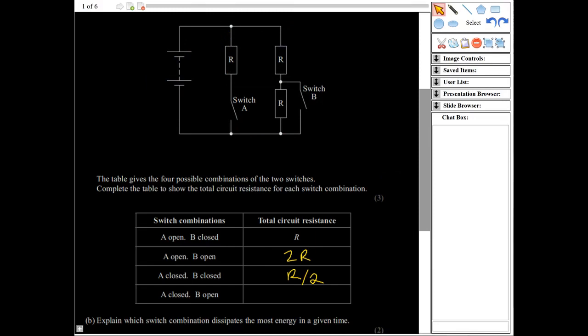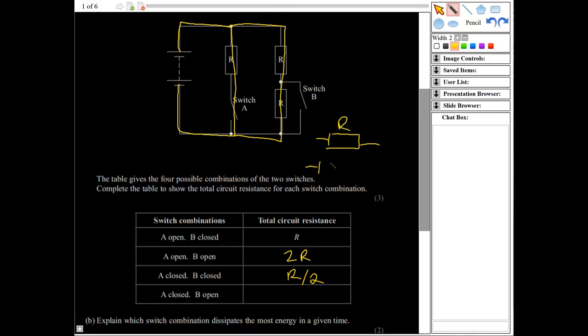Okay, and then it says A closed and B open. So if A is closed, we'd have that possibility here. And then if B is open, we'd have that possibility here. So in this case, we'd have our circuit like this, and then there would effectively be 2R. So it would be a situation with parallel like that.